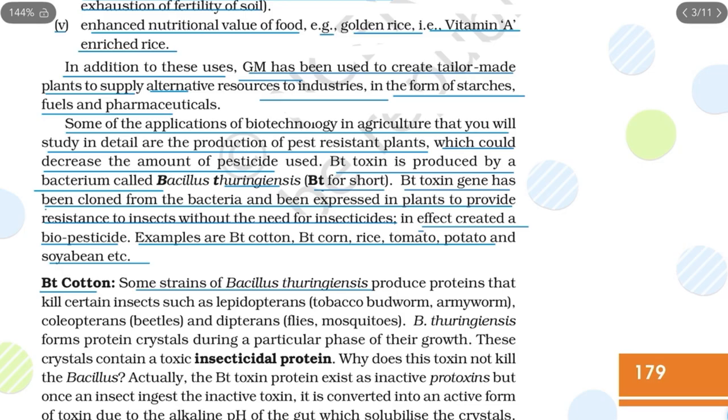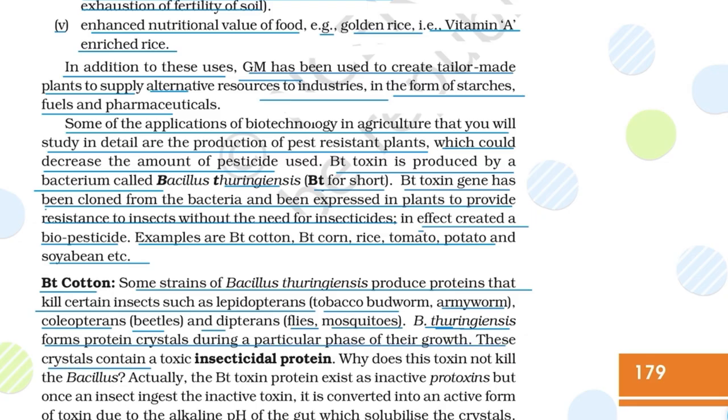BT cotton. Some strains of Bacillus thuringiensis produce proteins that kill certain insects such as Lepidopterans (tobacco budworm, armyworm), Coleopterans (beetles), and Dipterans (flies, mosquitoes). B. thuringiensis forms protein crystals during a particular phase of their growth. These crystals contain a toxic insecticidal protein. Why does this toxin not kill Bacillus?